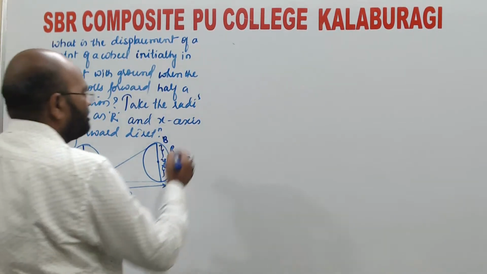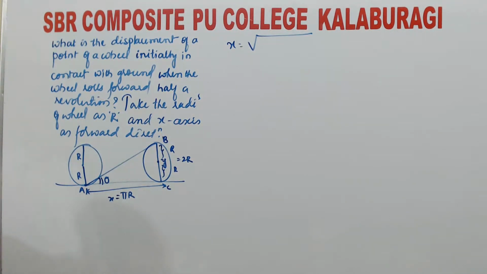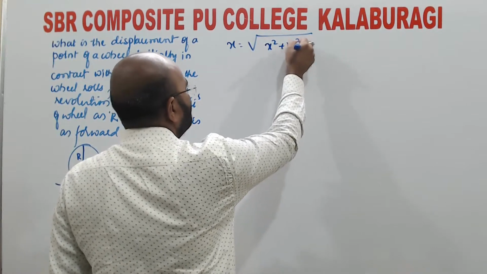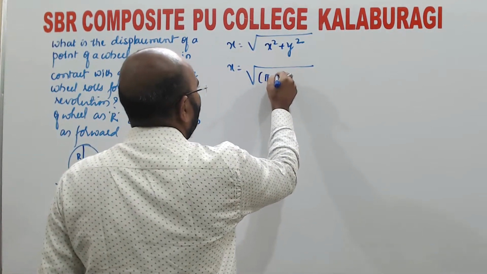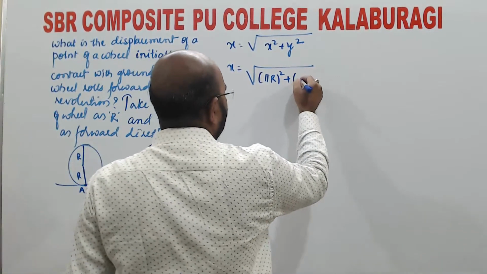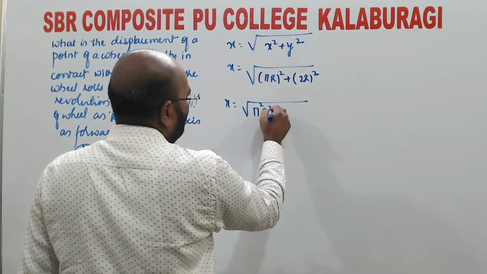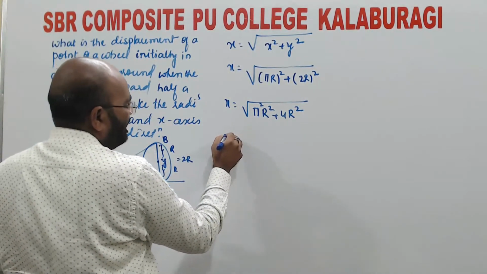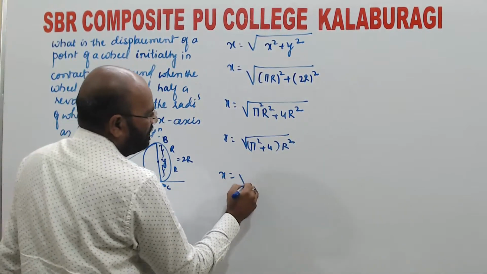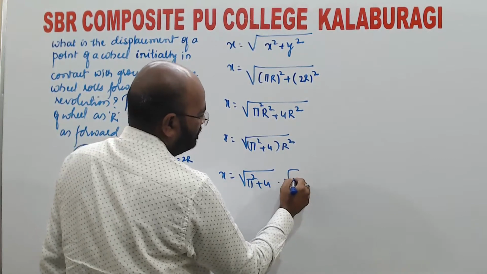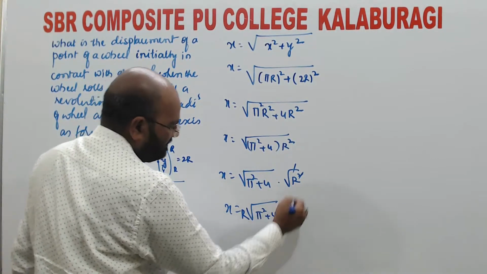Therefore, you can substitute the total displacement value: x equals under root of x square plus y square. x square is pi r whole square, plus y, the total displacement along the vertical axis, that is 2 times r whole square. So this is under root of pi square r square plus 4 times r square, which equals under root of pi square plus 4 into r square as a common factor, equals under root of pi square plus 4 into under root of r square. Square and root will be cancelled, so r into under root of pi square plus 4 is the right answer, the displacement.